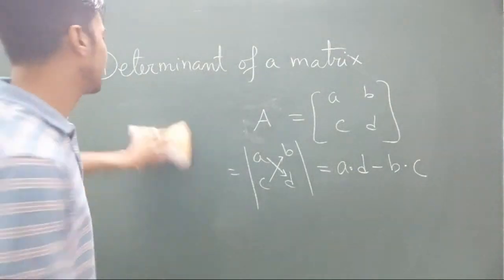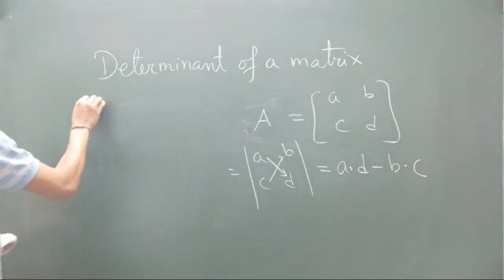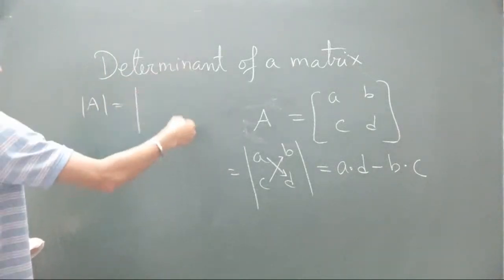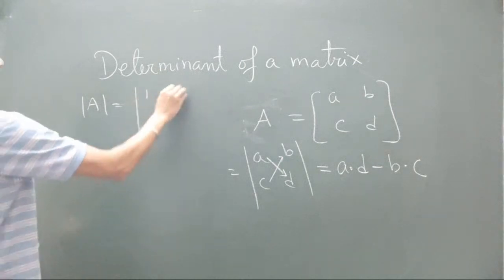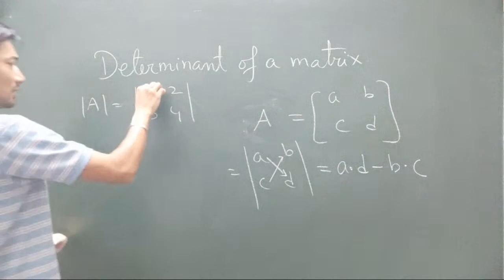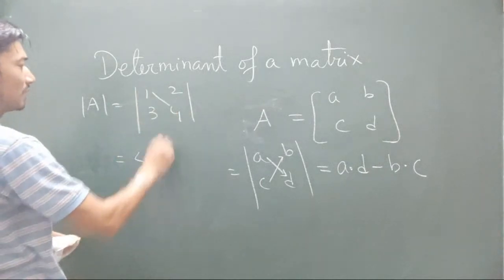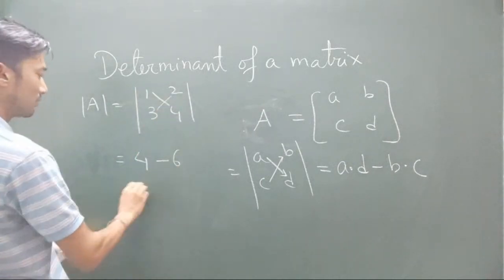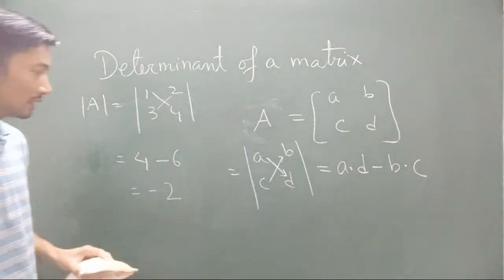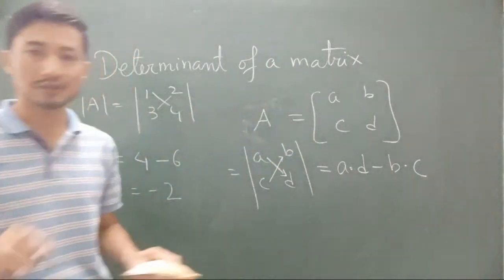Very quickly, one example. Suppose I have to calculate the determinant of this, using this sign. Let's say 1, 2, 3, 4. How do I calculate? I'll multiply. 4 ones are 4, minus 3 twos are 6. So 4 minus 6 is how much? Minus 2. That's why I was telling you determinant is nothing but the value associated with a matrix.